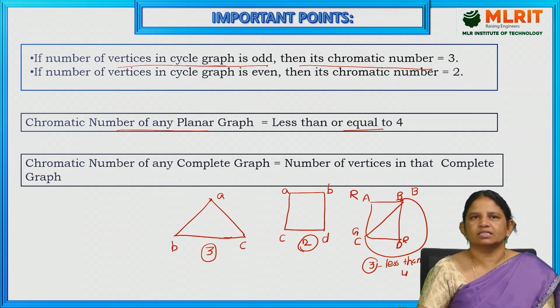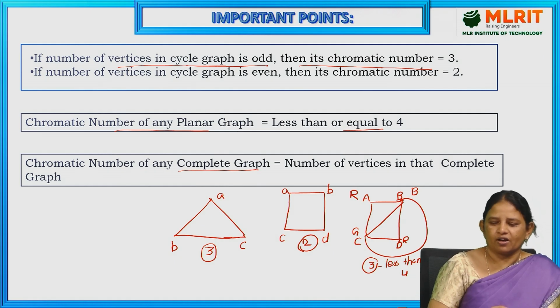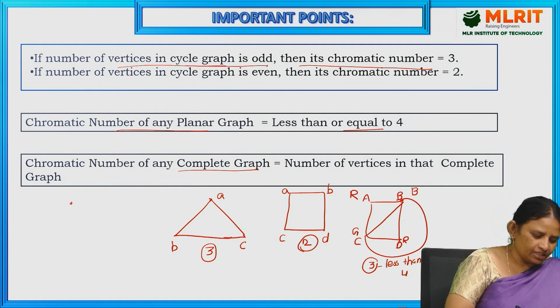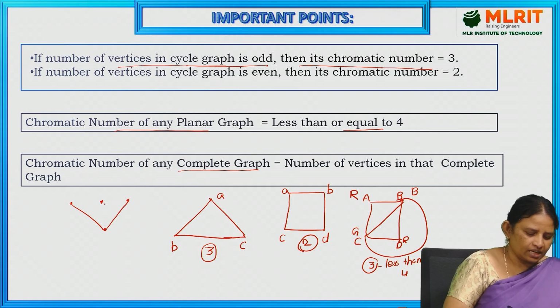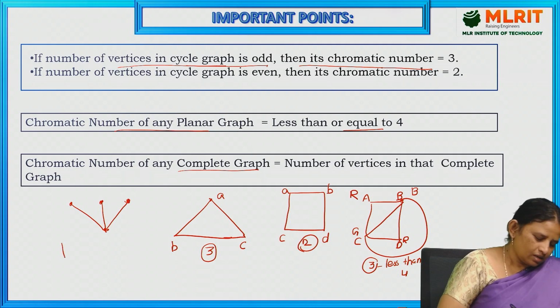The number is less than 4. The chromatic number for a complete graph is the number of vertices in the graph. What does a complete graph mean? If this is a complete graph, every vertex is connected to all other vertices. How many colors are needed? The number of vertices in that complete graph.